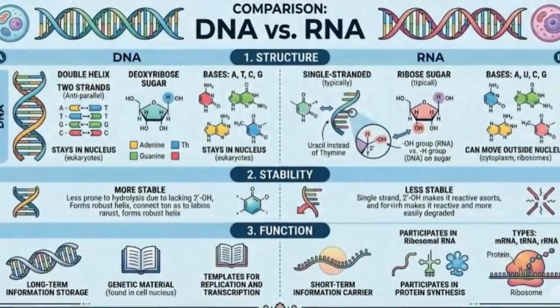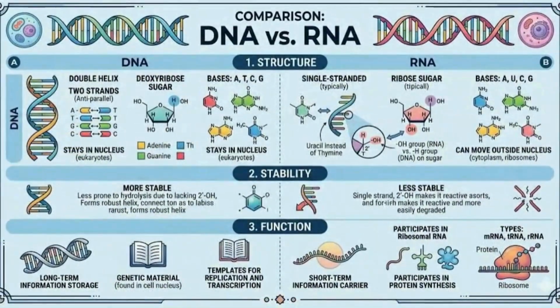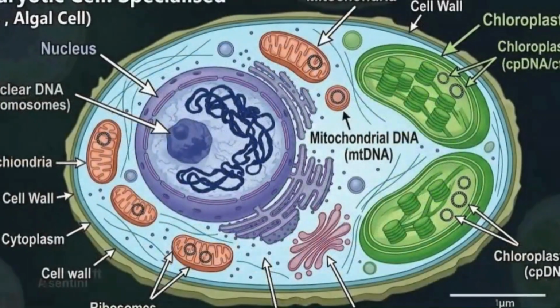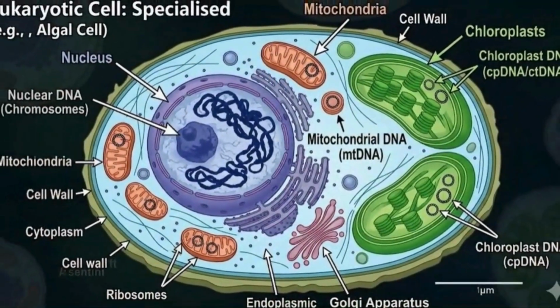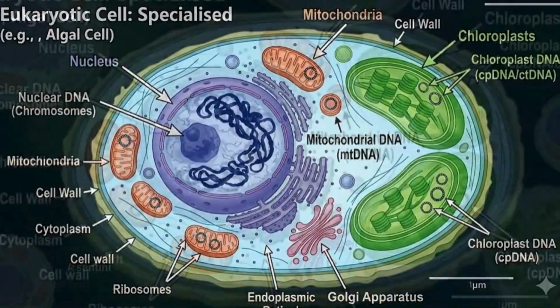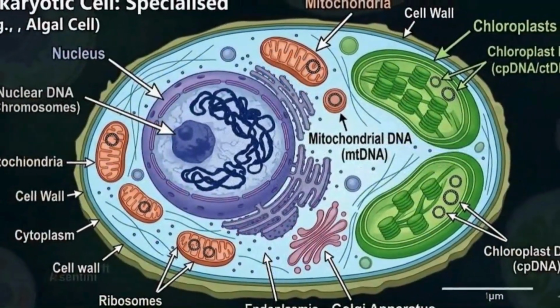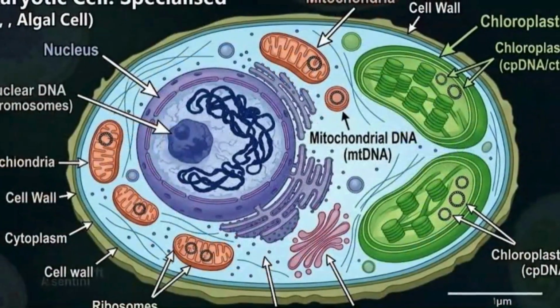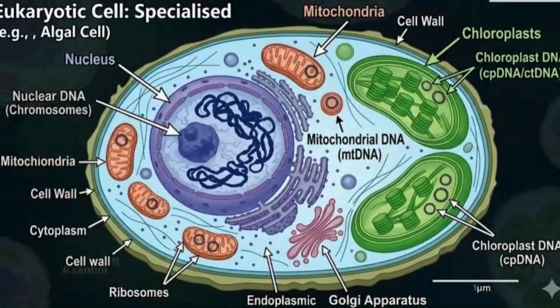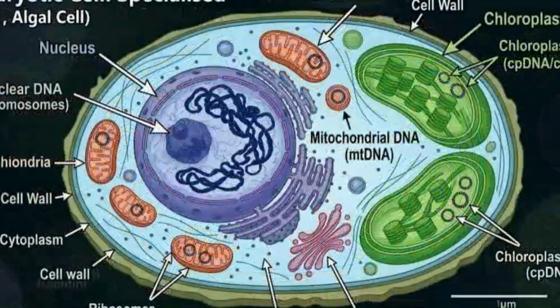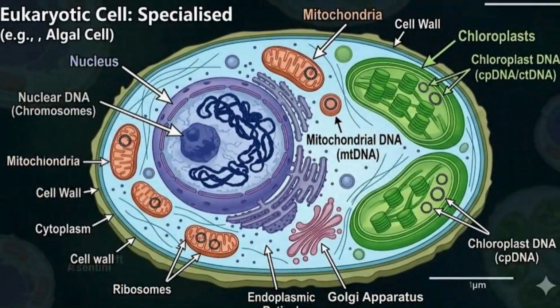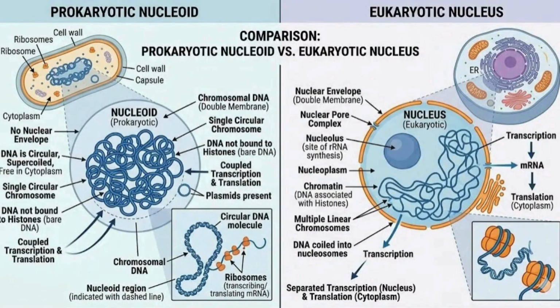Now let's examine where DNA is actually located inside different types of cells. In eukaryotic cells, most DNA is enclosed within the nucleus, where it is protected and organized into chromosomes. However, DNA is not limited only to the nucleus. Mitochondria also contain their own circular DNA. And in plants, chloroplasts possess independent genetic material as well. This supports the endosymbiotic theory, which suggests these organelles evolved from ancient bacteria.